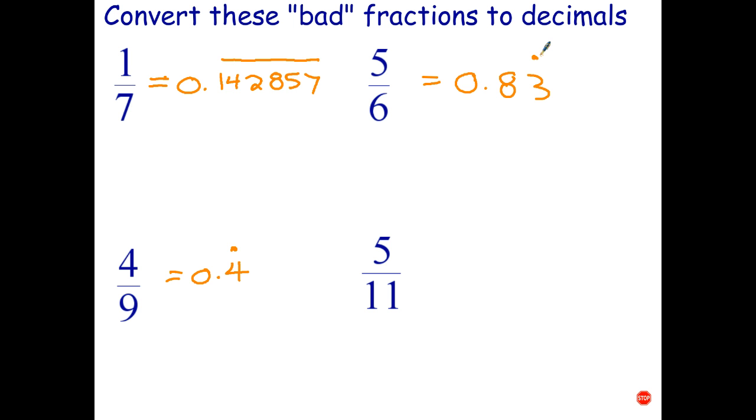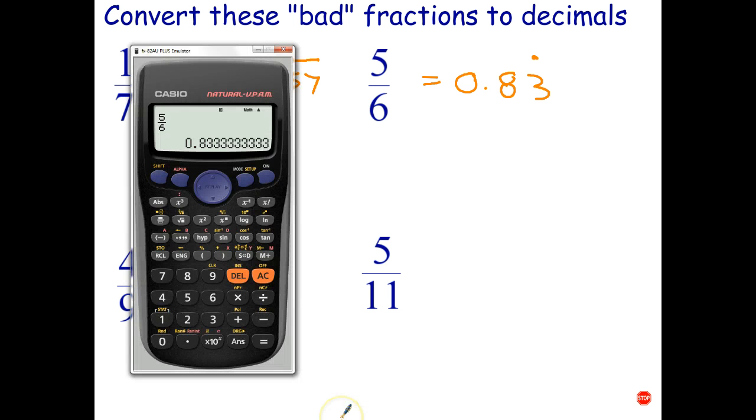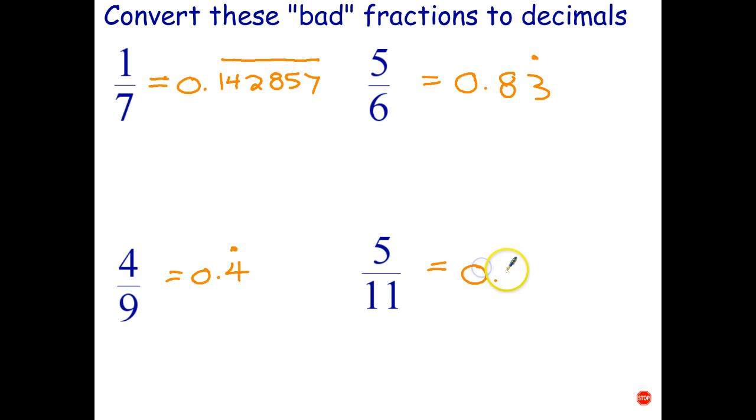And finally, 5/11. And that becomes 0.454545. Again, you can use the 2 dots as we do in Australia, or you could put a line above the 2 of those.